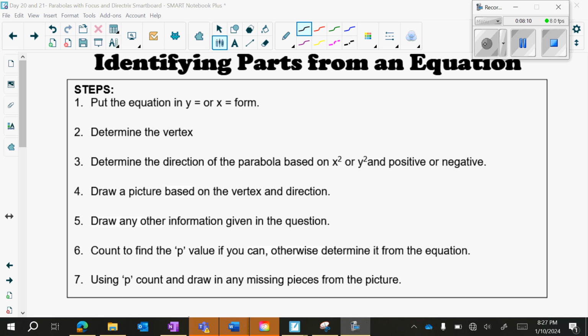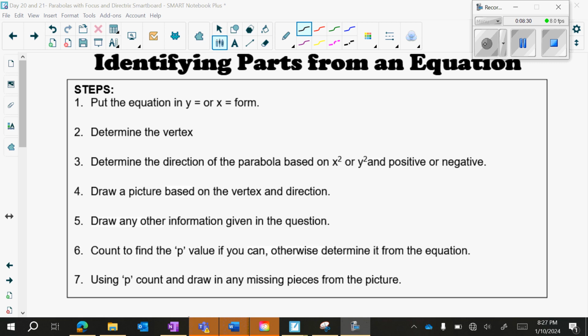The next skill is actually going to be the opposite of the other one, and I think it's going to be easier for you because now you already know how to write the equation of the parabola. You should be able to identify parts if you're given the equation and you have to determine the parts. So it's basically the reverse of what we just did.